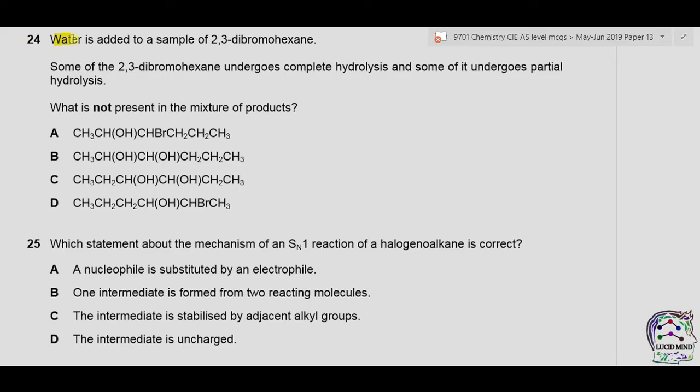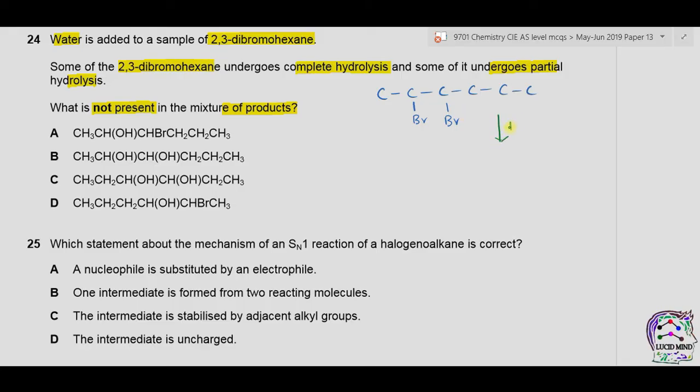Question 24. Water is added to a sample of 2,3-dibromohexane. Some of 2,3-dibromohexane undergoes complete hydrolysis and some of it undergoes partial hydrolysis. What is not present in the mixture of products? Let's first draw the structure of 2,3-dibromohexane. We have 6 carbon atoms in the long chain. And on second carbon and on third carbon we have bromine atoms.